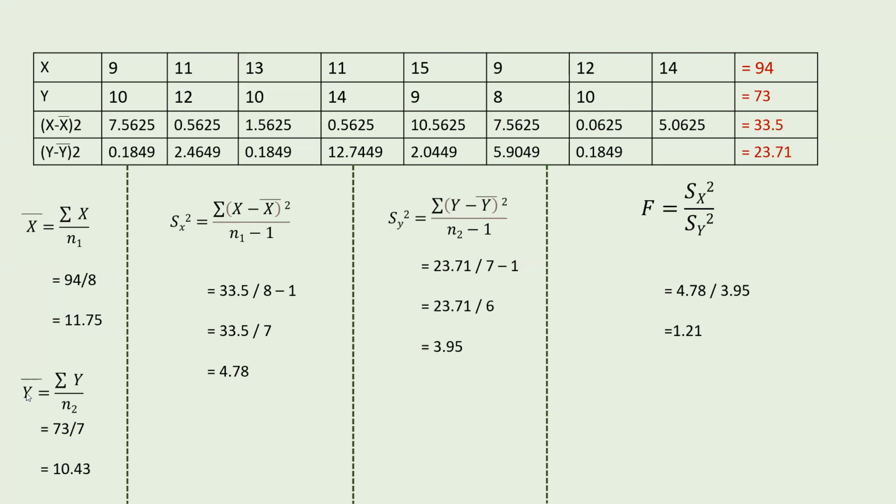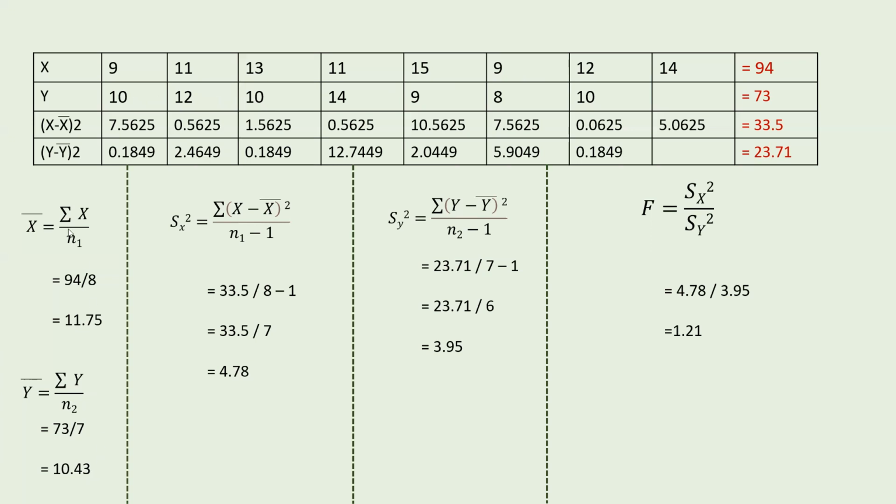Likewise, we'll find out y bar. Y bar is equal to summation y by n2. If you count the number of values in y, we can see that it is 7. So 73 divided by 7 gives us the answer 10.43. So x bar is 11.75 and y bar is 10.43.